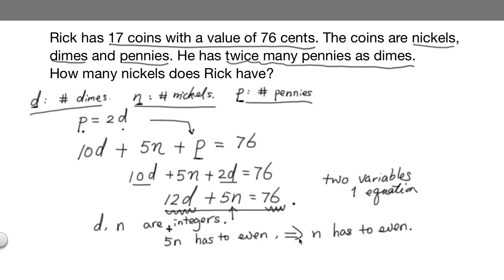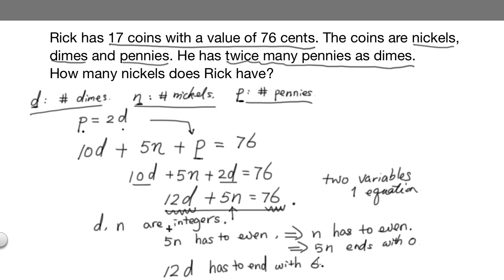Okay, we got to the point that N has to be even, so that means 5N ends with a 0. Right? An even number times 5 is going to be like 10, 20, 30. It has to end with 0. So that means 12D has to end with 6, which means D has to end with either 3 or 8.